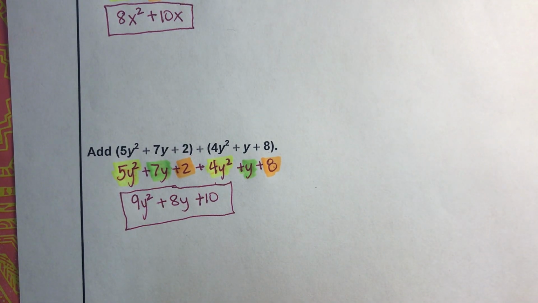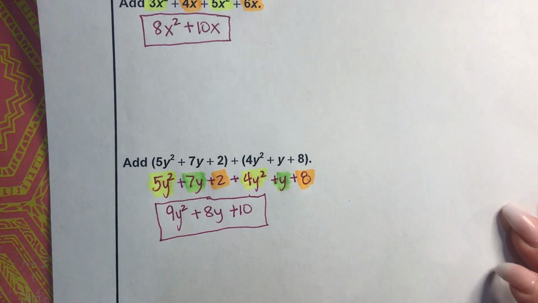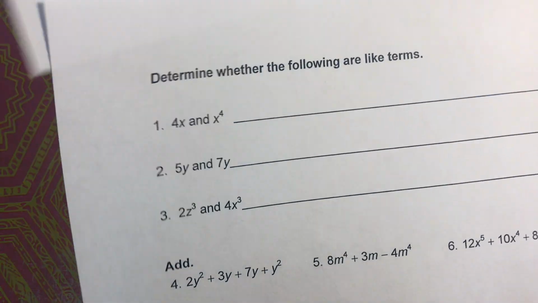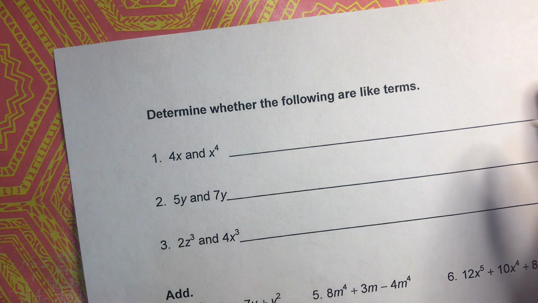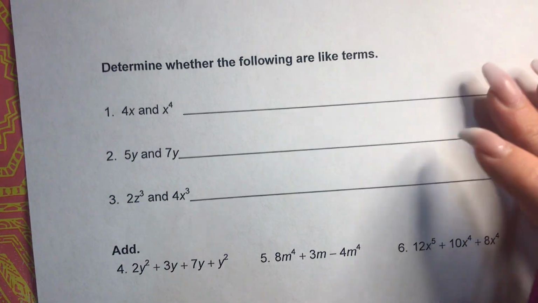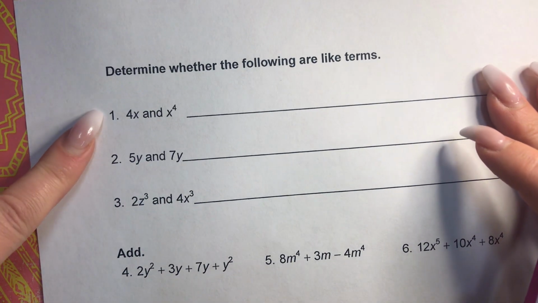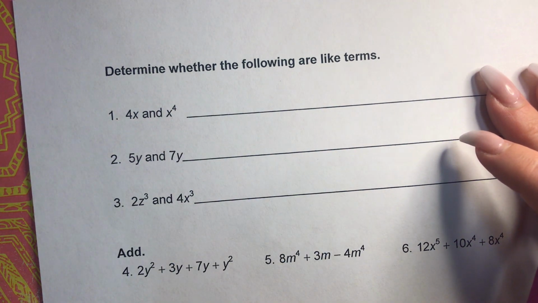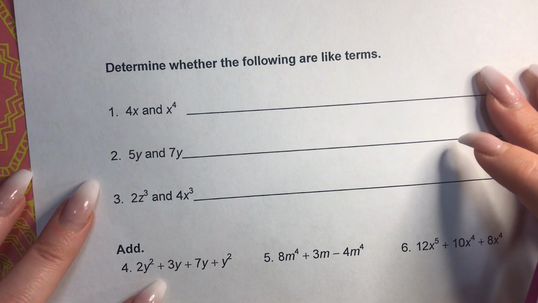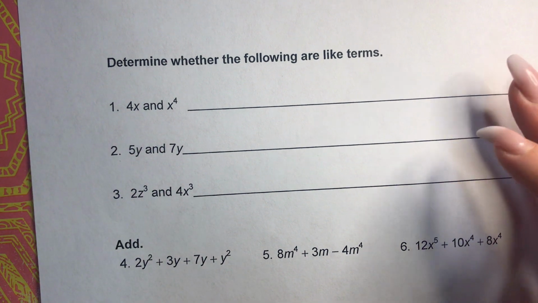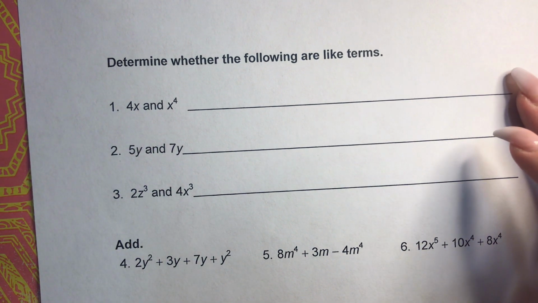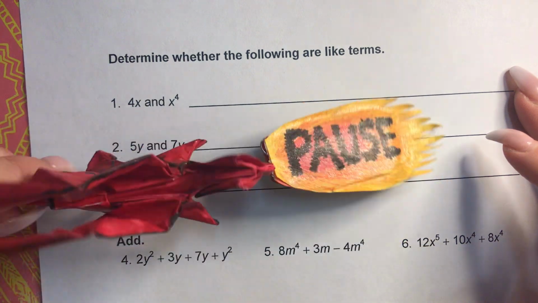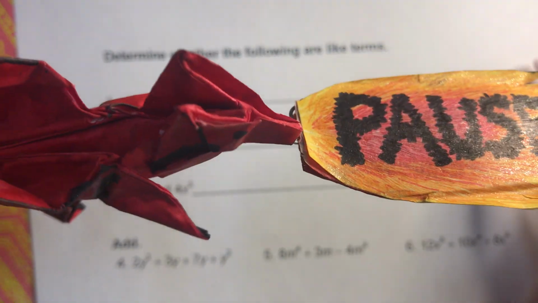Perfect. Okay, let's go ahead and look at the next page here. So what we're going to be doing is we're going to be looking at these, and I would want you to take a second and look at 1, 2, and 3, and I want you to determine whether they are like terms and explain why they are or why they're not, okay? Here's my friend the pause dragon. Remind you to pause your device. Go ahead and work out those 3 problems, 1, 2, and 3. When you get done, press play, and we'll talk about them. All right, see you in a bit.